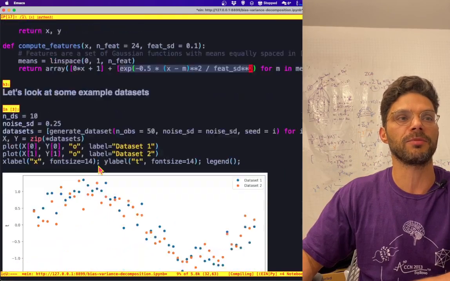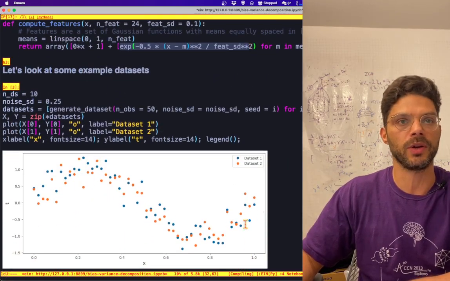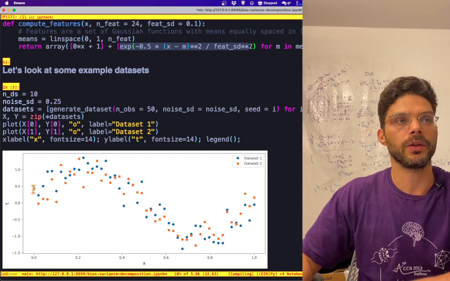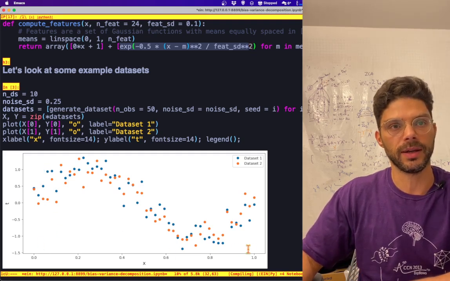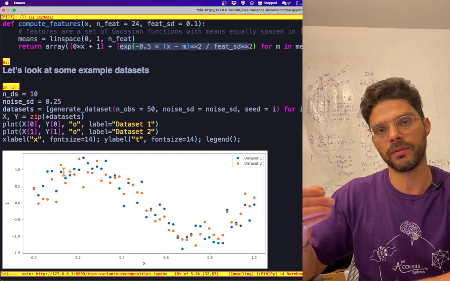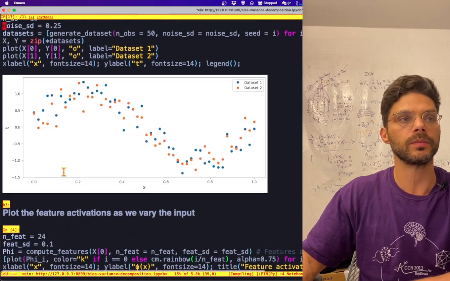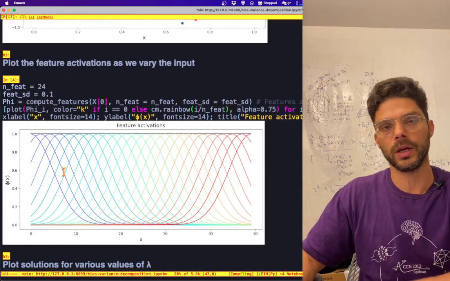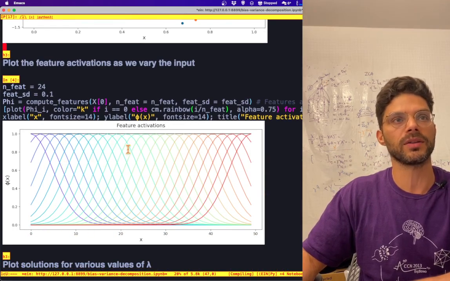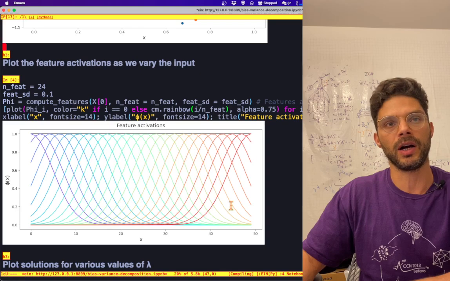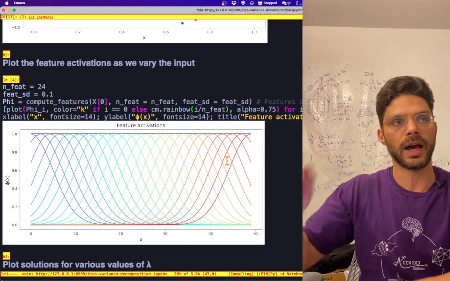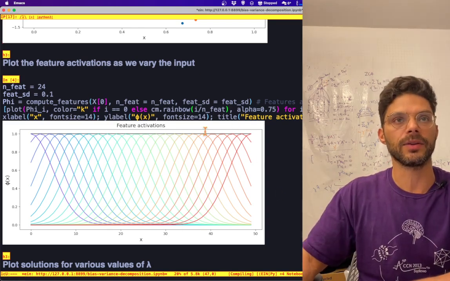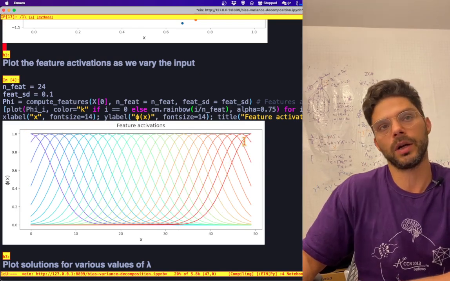In the next bit, we look at a couple of our generated data sets. Notice the x's are all the same values, but the y's have different values because of the noise. This is again the feature activation, what I just showed you in Mathematica. As we vary x, these features come on and off, and that's why you're seeing their Gaussian shapes. And there's a constant feature at the top, which is always on.